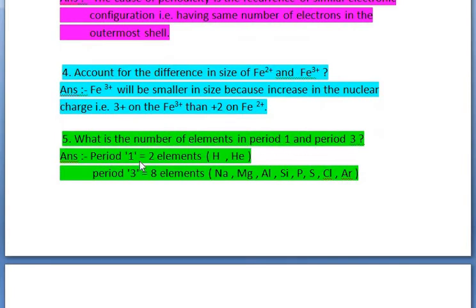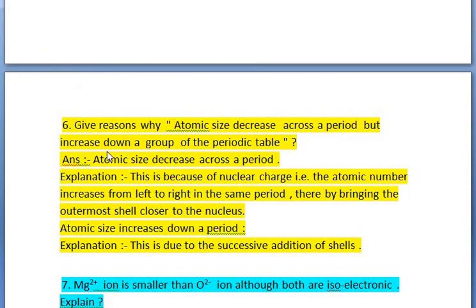Now moving on to the next question: what is the number of elements in period 1 and period 3? Period 1 contains 2 elements, hydrogen and helium, and period 3 contains 8 elements: sodium, magnesium, aluminium, silicon, phosphorus, sulfur, chlorine and argon. The atomic number of sodium is 11, magnesium 12, aluminium 13, silicon 14, phosphorus 15, sulfur 16, chlorine 17 and argon 18. Okay, understand?